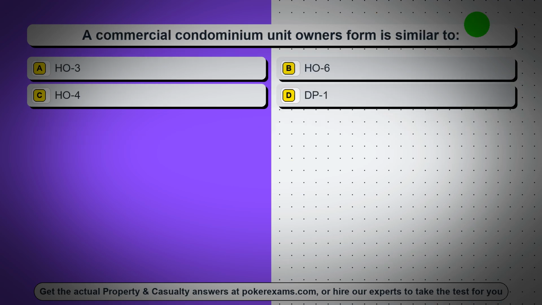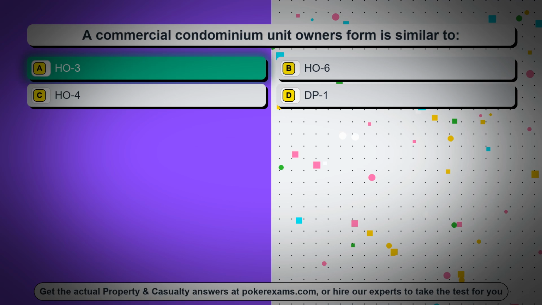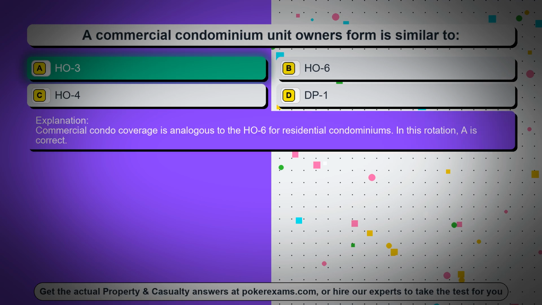Question 47. A commercial condominium unit owner's form is similar to: Option A, HO 3. Option B, HO 6. Option C, HO 4. Option D, DP1. The correct answer is option A, HO 3. Commercial condo coverage is analogous to the HO 6 for residential condominiums. In this rotation, A is correct.